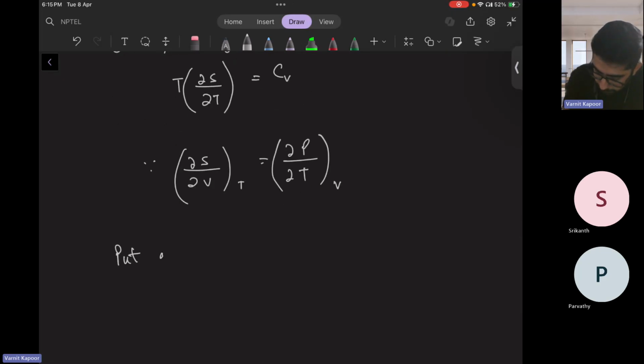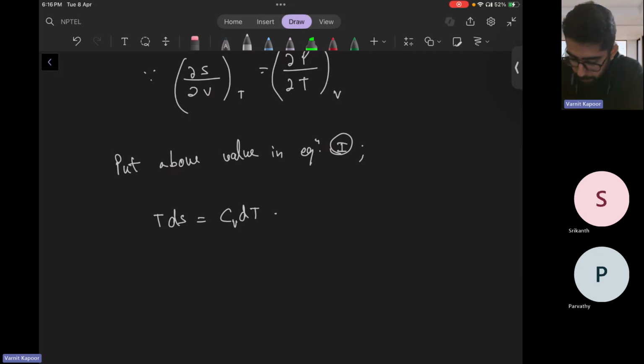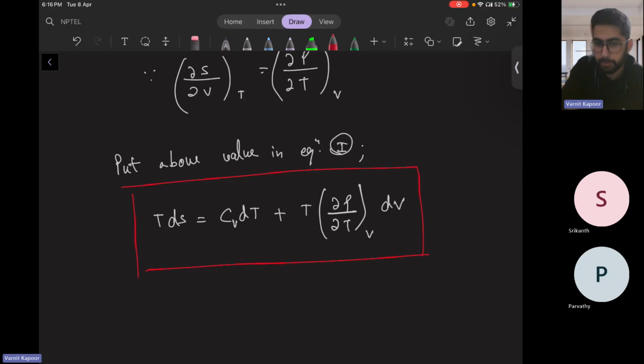Put the above two values in equation 1. What will you get? TDS is nothing but CV dT. Okay. T dou S by dou T can be written as CV plus your term dou S by dou V can be written as dou P by dou T at constant volume. Okay, at constant volume. Got it? This is your equation in terms of Maxwell relations.